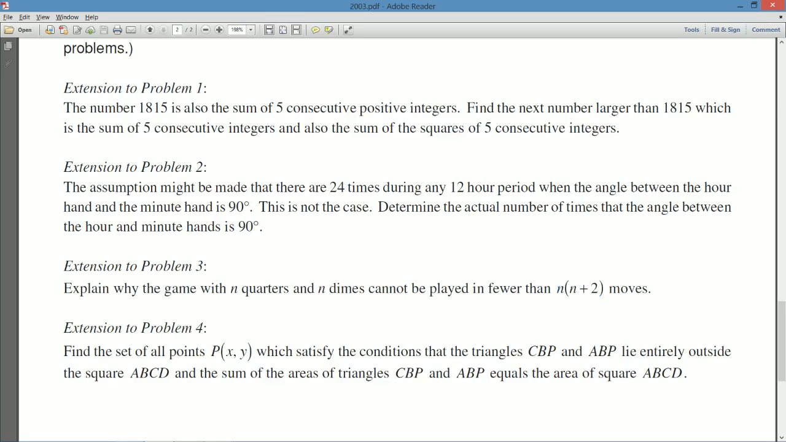N times n plus 2, it probably comes down to, so you'll have n squared jumps, and you'll have 2n shifts that you need. And that'll be because you need to move each quarter n plus 1 moves to the right, and each dime n plus 1 moves to the left. So that means that you'll have a total of 2n times n plus 1 moves that you need to do. N squared of those will be jumps, and that'll leave you with 2n shifts.